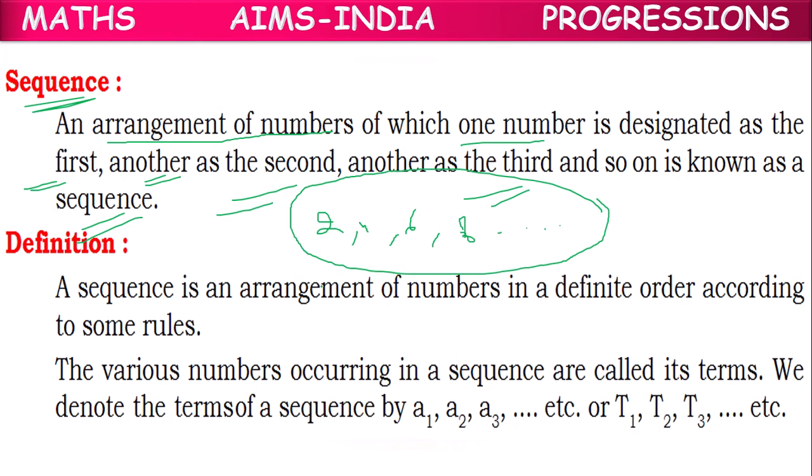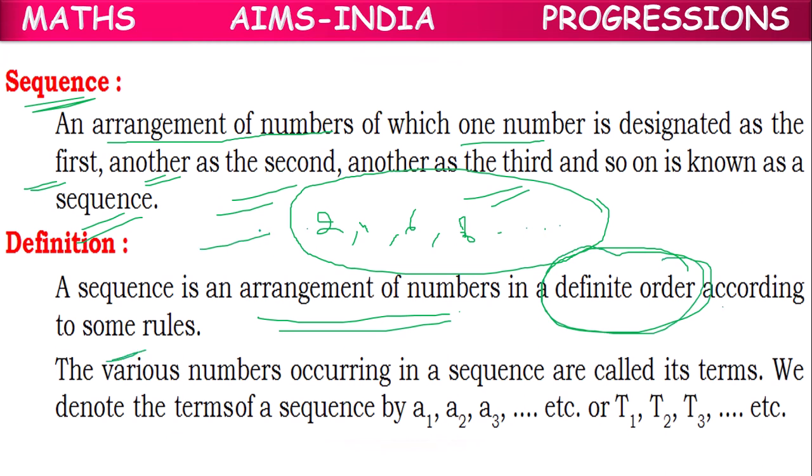A group of numbers is called a sequence, but this arrangement of numbers should be in some definite order, according to some rules. If you take this example, 2, 4, 6, 8, all the numbers in the group are in which order? The first number is 2. We are getting the second number by adding 2 to the first number. 2 plus 2 equals 4. 4 plus 2 equals 6. 6 plus 2 equals 8.